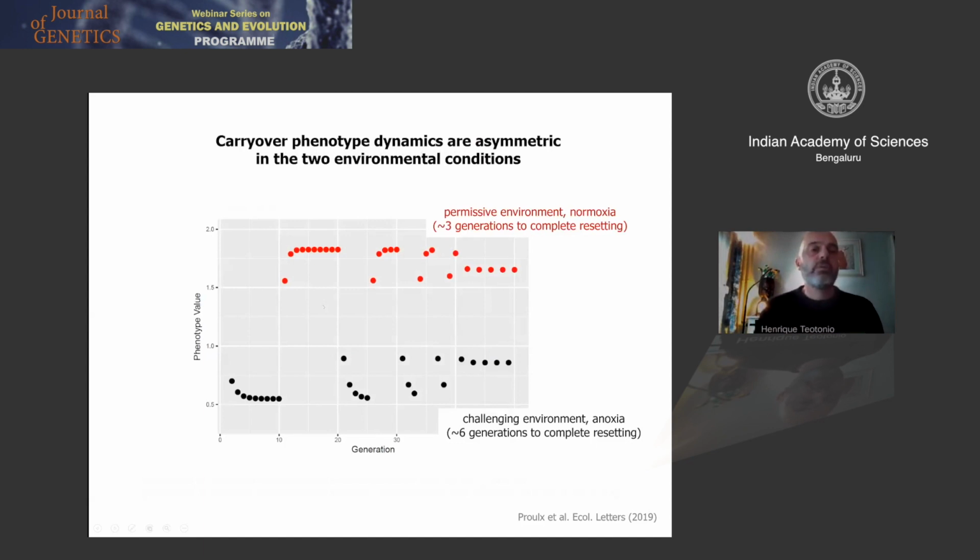And this shows an example of the parameter values that we are able to fit. In particular, we find that there is an asymmetry of this carryover effect in permissive environments. So for normoxia, here shown in red, we see that it takes about 3 generations of this carryover effect to be completely reset back to baseline levels, while when individuals face the challenging environment, then it takes 6 generations to complete resetting. So it means that some kind of memory percolates down generations for a higher number of generations when individuals face the challenging environment.